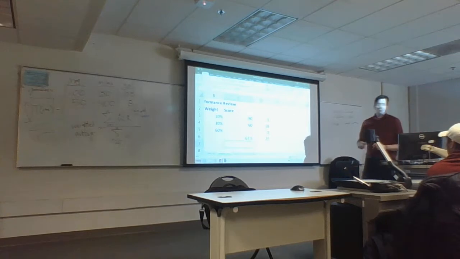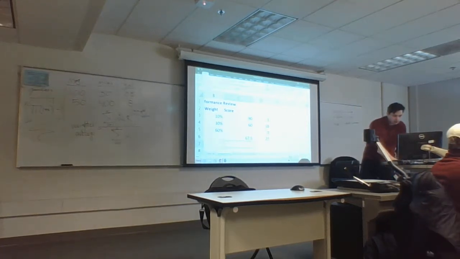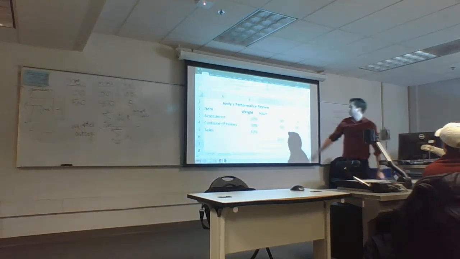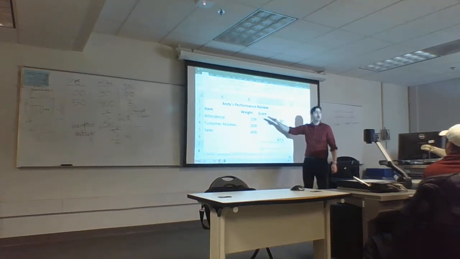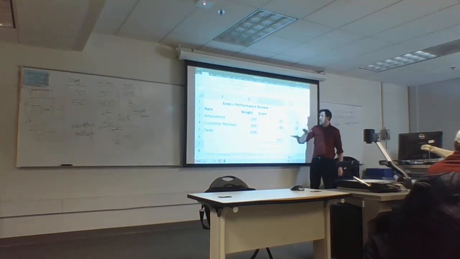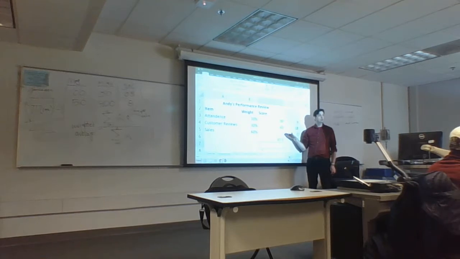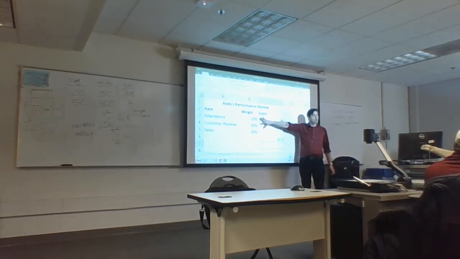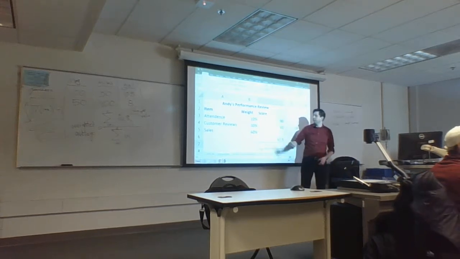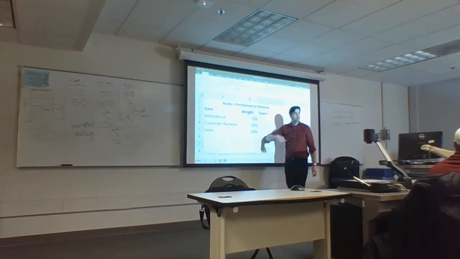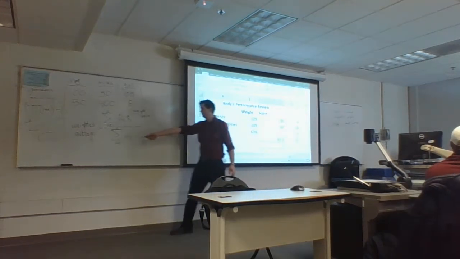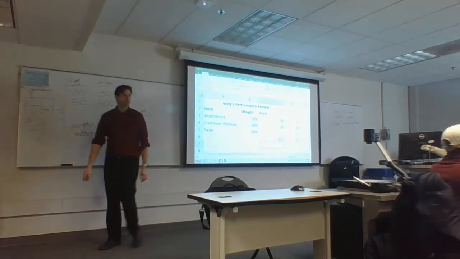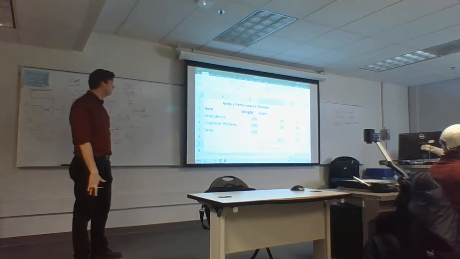So I knew it was 0.4 because I have information on attendance. I have information on customer reviews. I do not have information on sales. So if you take the two that I do have information for and add them together, that's 0.4. Right? Because this is the weight 1 plus weight 2, 0.1 plus 0.3, 0.4. Any other questions?